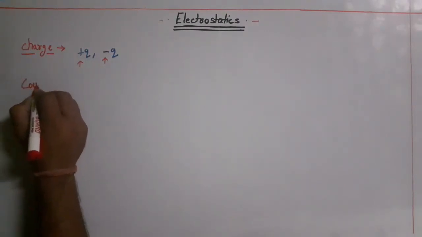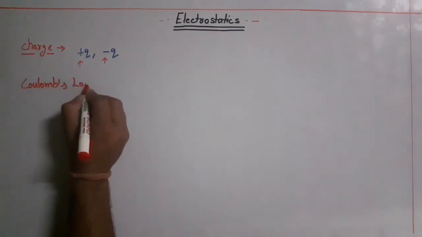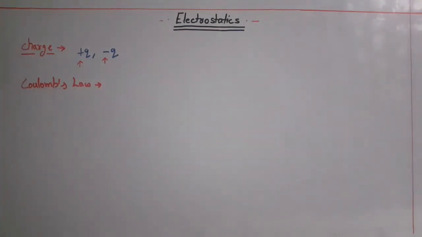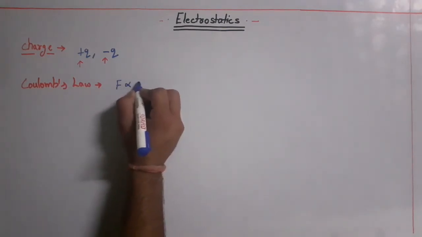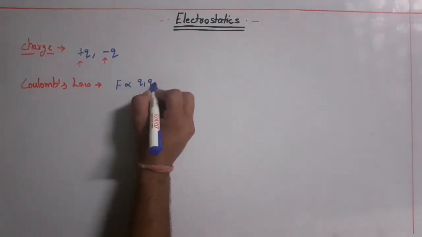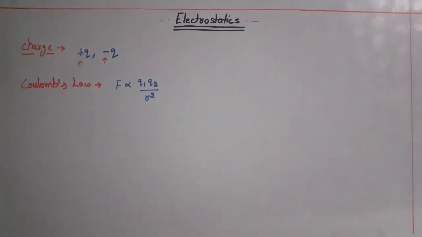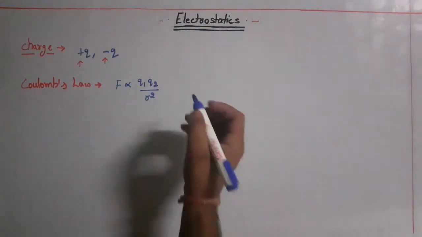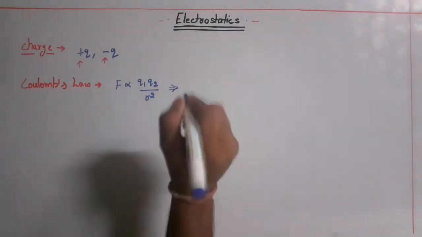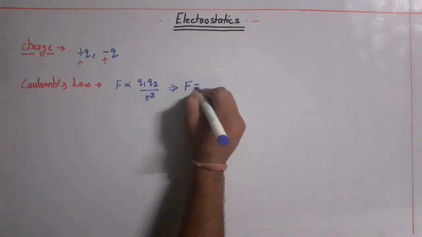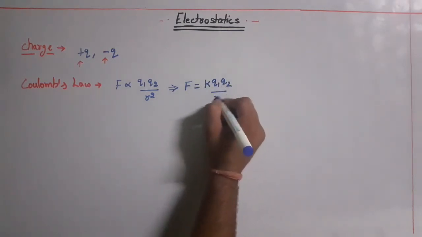Next topic is Coulomb's law. So what is Coulomb's law? Coulomb's law states that the force of attraction or repulsion between two charged particles is directly proportional to the product of both the charges and inversely proportional to the square of the distance between them. Next, if we remove this proportionality sign, what will we get? We will get F is equal to K Q1 Q2 by R square.